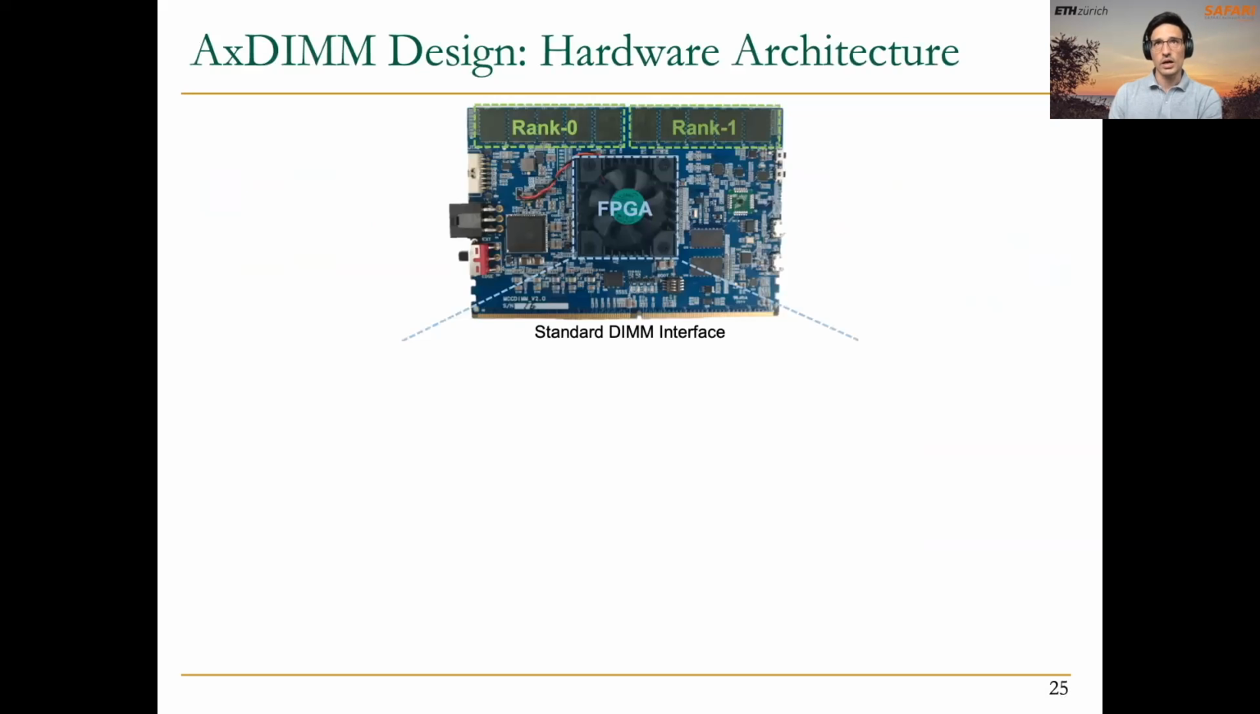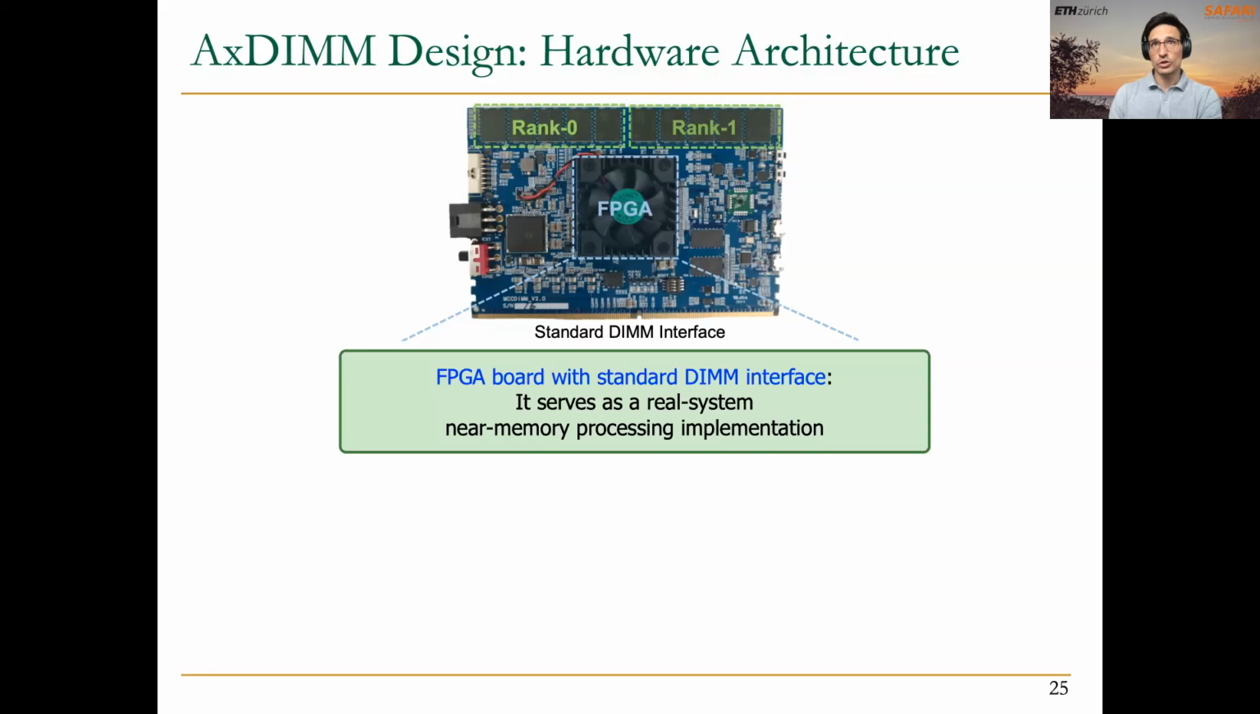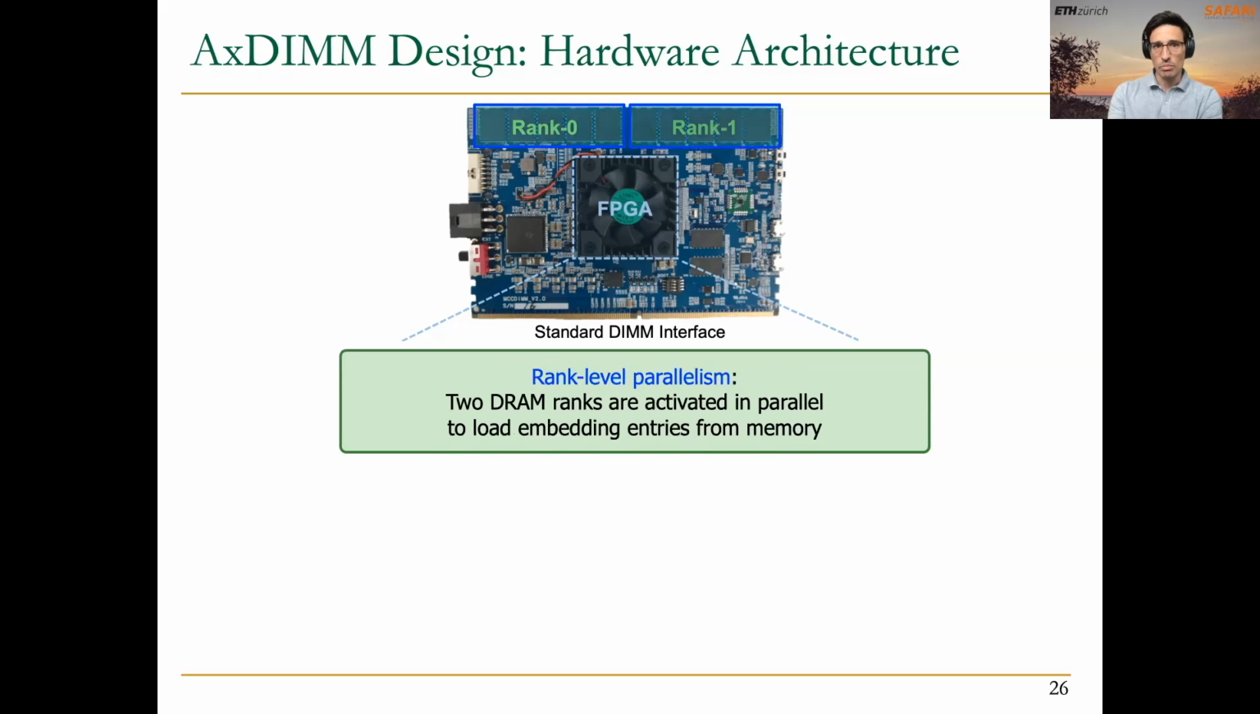As you can see, the AxDIMM contains two ranks, rank 0 and rank 1, and it can be directly connected to the host processor using the standard DIMM interface. So from the point of view of the host processor it is a regular DIMM, but this DIMM also contains an FPGA, a reconfigurable fabric that can be used for near memory processing.